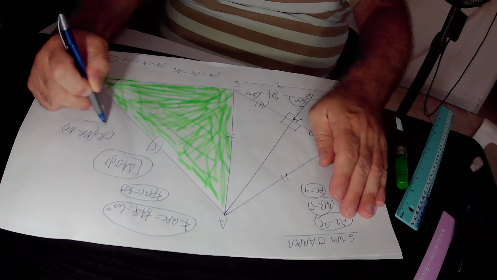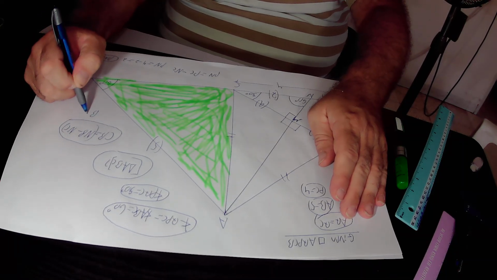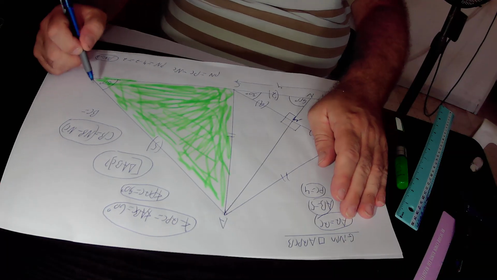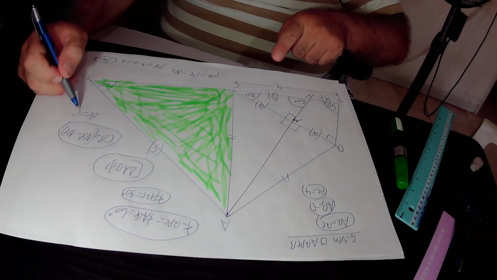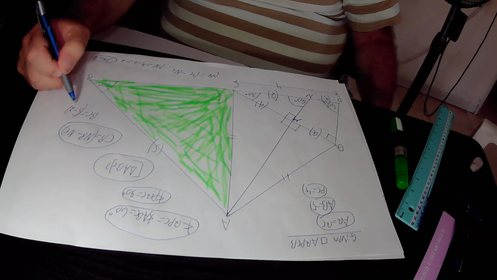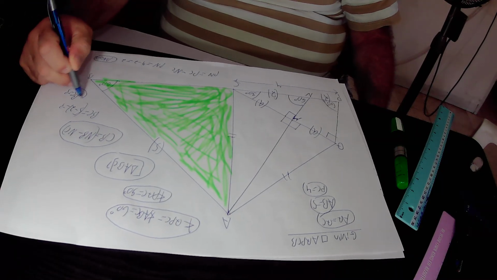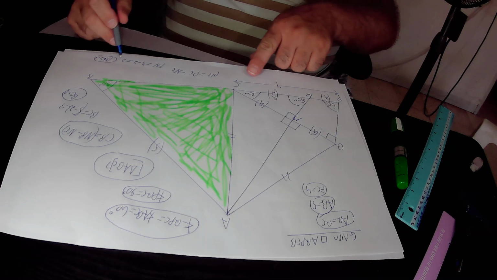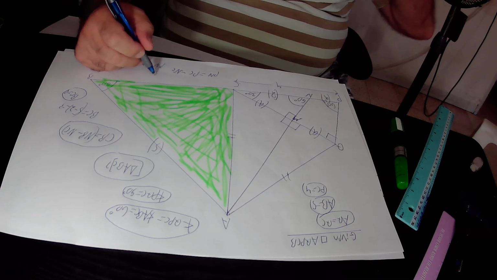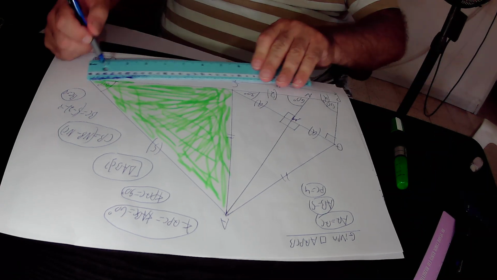So in total CB equals NB, that is 5, minus NC, that is 2. 5 minus 2 is 3. So in total we found that BC equals 3 units in length. This is side BC of the grand triangle ABC, which equals 3 units in length.